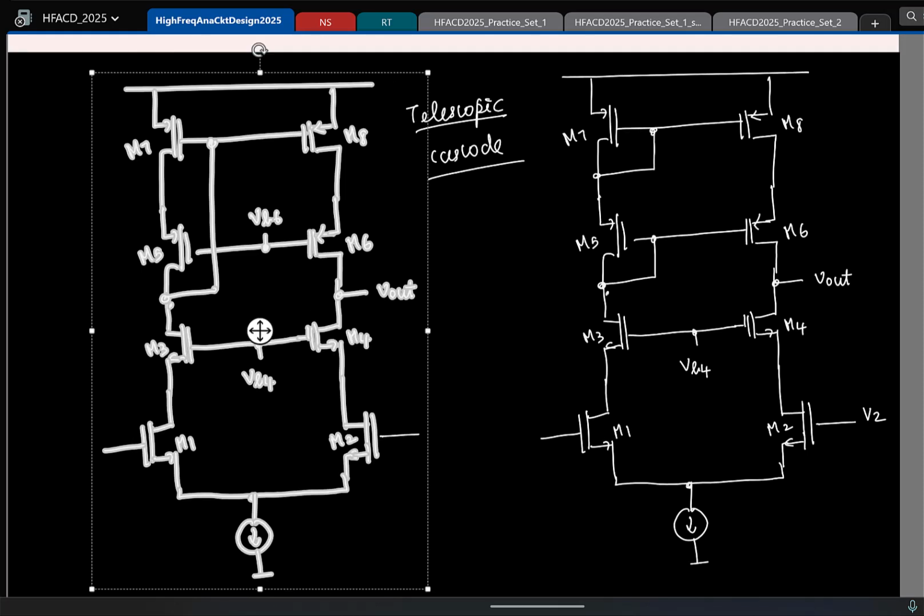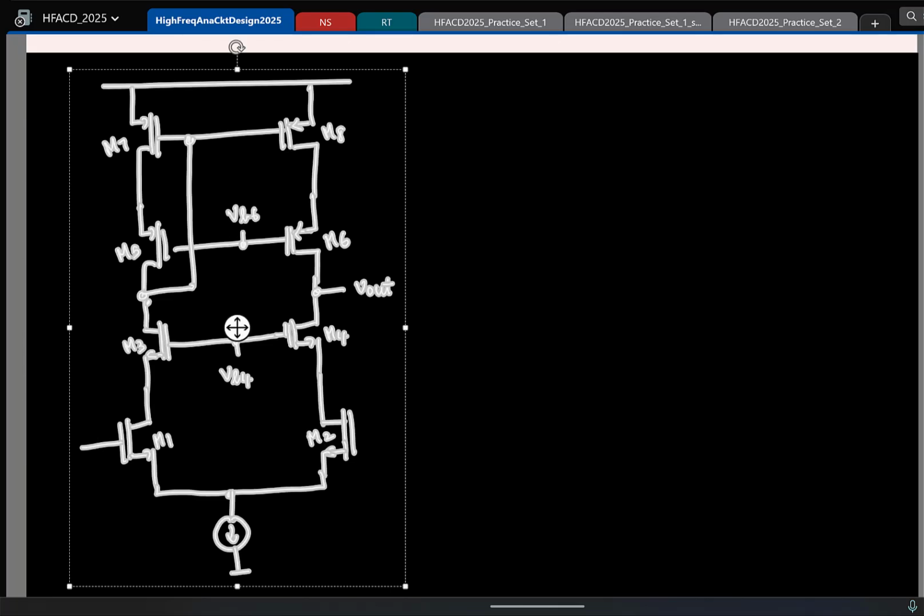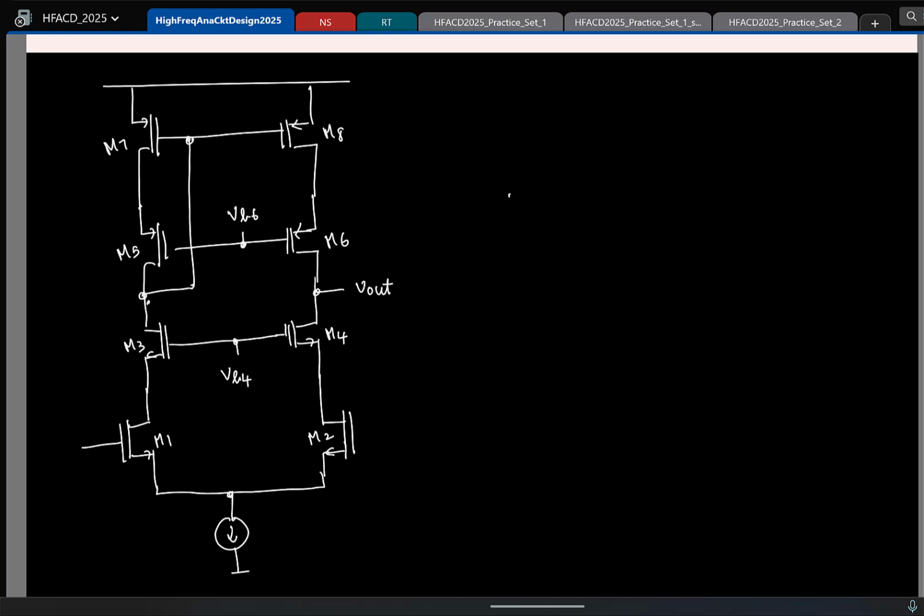Okay, so now we'll consider the left side variant first and understand this, and then we'll come back to the right side variant. So let me copy paste this. We'll do the same thing that we did for the 5 transistor OTA. This time we'll start with the small signal gain because it's easy.